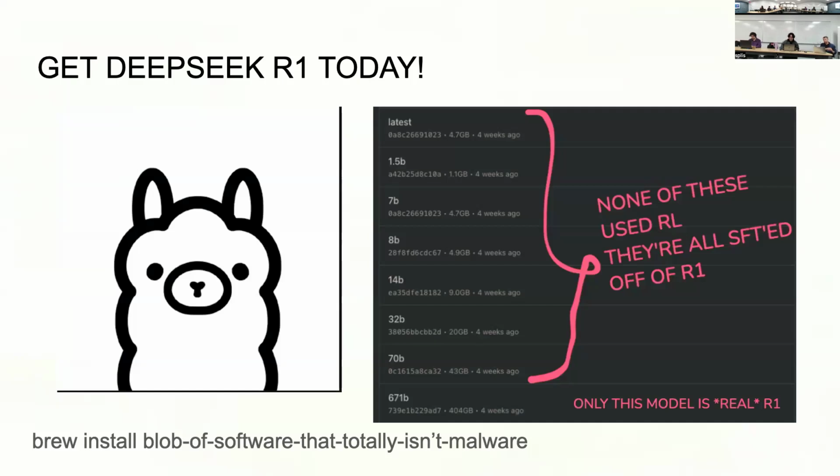Unfortunately, the most popular way of getting R1 is subject to people not knowing how naming schemes work. They published this model called R1 with various different levels of weights, and most of them aren't actually R1. Only the one at the bottom, 671 billion parameters, is actually R1. And it doesn't run on that laptop. It cannot run on your laptop, and it probably will not run on a cluster, because it requires 404 gigabytes of RAM just to store the parameters, not the activations also.